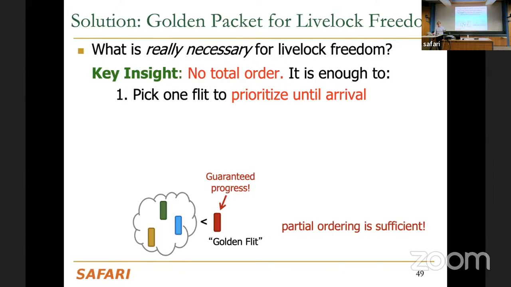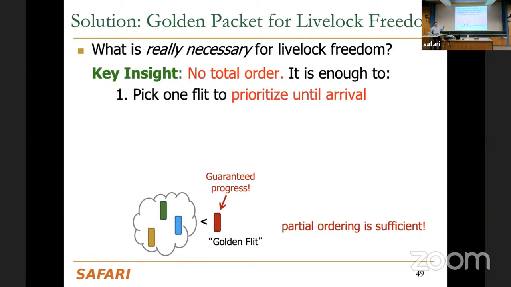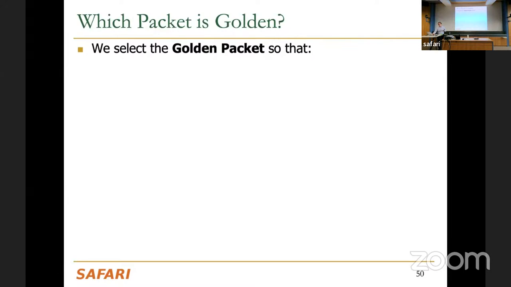So basically, partial ordering is sufficient. And this is a big realization here. And then ensure any flit is eventually picked. Once the red flit gets to its destination, or at some point, maybe it gets to its destination earlier, but it still gets prioritized even though it's not in the network. You can think of that, right? That's theoretical. But eventually, you pick some other flit, and that gets prioritized. As long as you ensure every flit is eventually picked, this is fine. So this is what you really need for livelock freedom in the end. Very limited partial ordering. This is called the golden flit or golden packet mechanism. Makes sense, right?